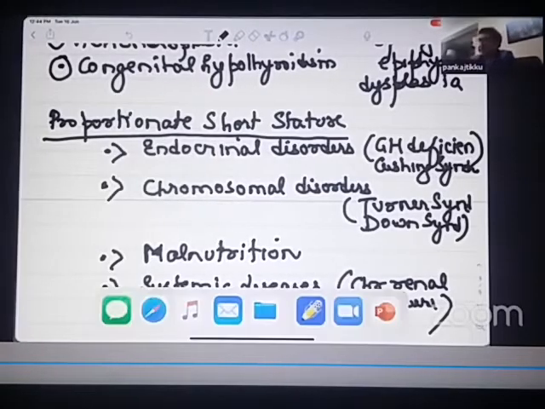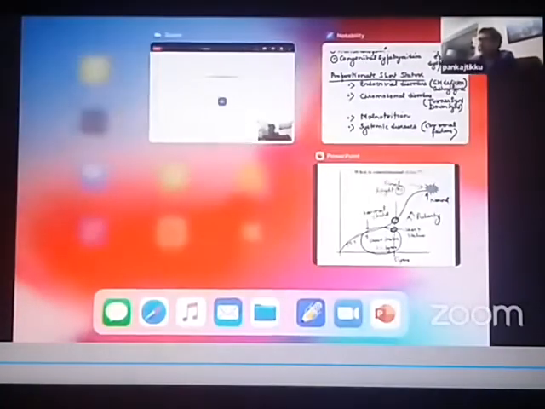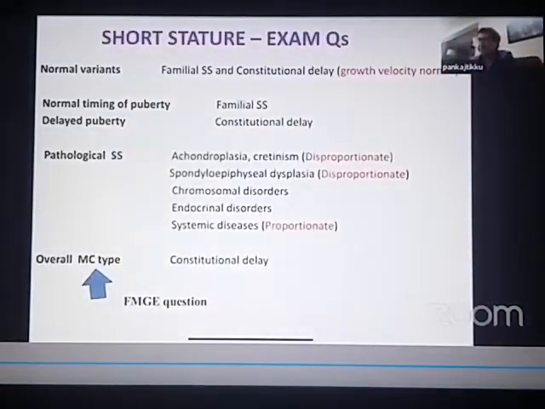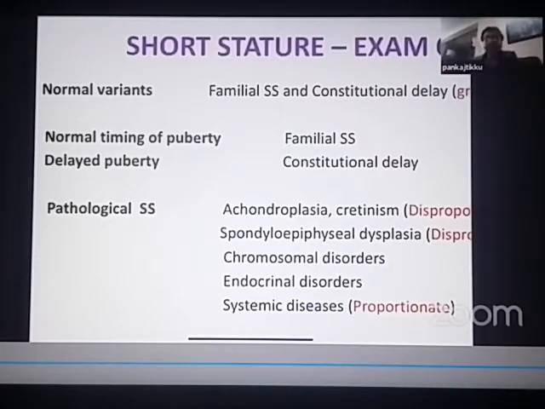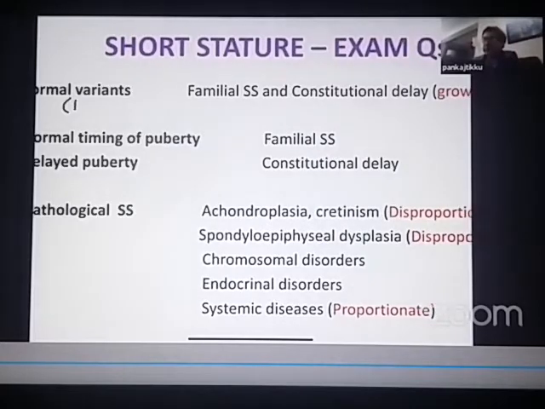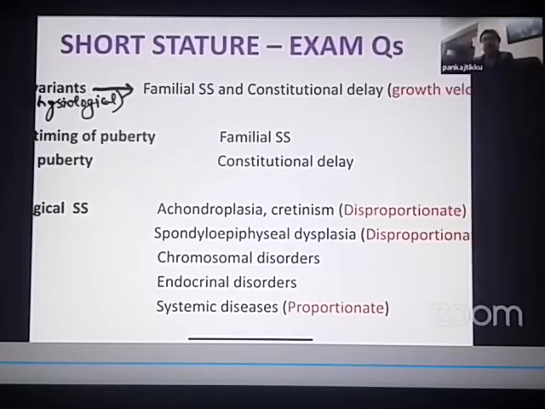So if you see this now, I think now you can understand this slide better. This is how I divided short stature. So first is normal variant short stature. Normal variant short stature, as I told you, is also known as physiological short stature. So which are the two normal variant short stature? One is familial short stature and the other is the constitutional delay.